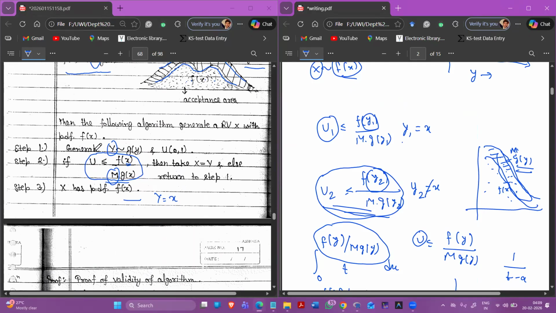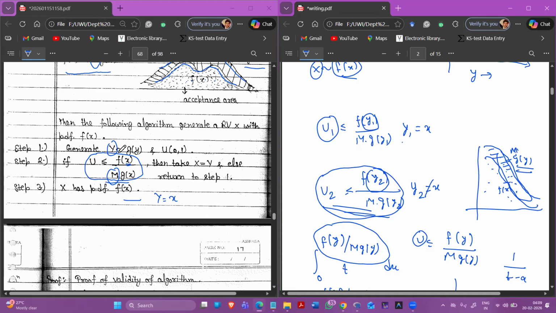I have three steps here, right? First, y should be generated from g(y), that is my first condition. Second, you should generate u from the uniform distribution. That is my second condition. After that, u should be less than or equal to f(x) divided by m into g(x). That is my third condition. If any of these three conditions breaks, it should start again from the beginning. Basically, we have only one condition that needs to be tested here.